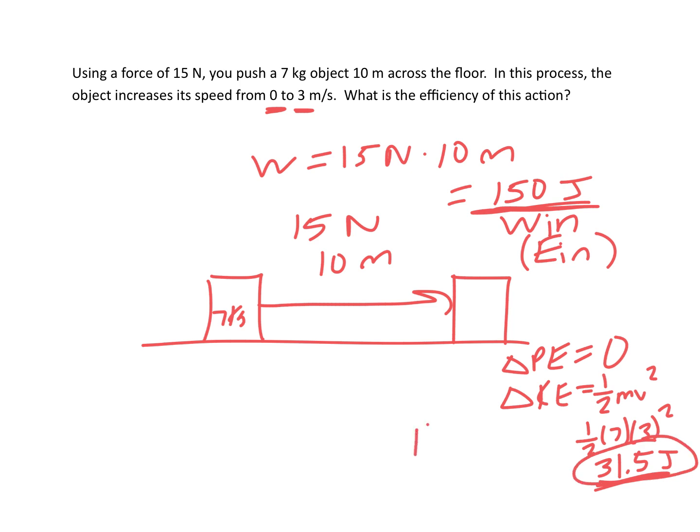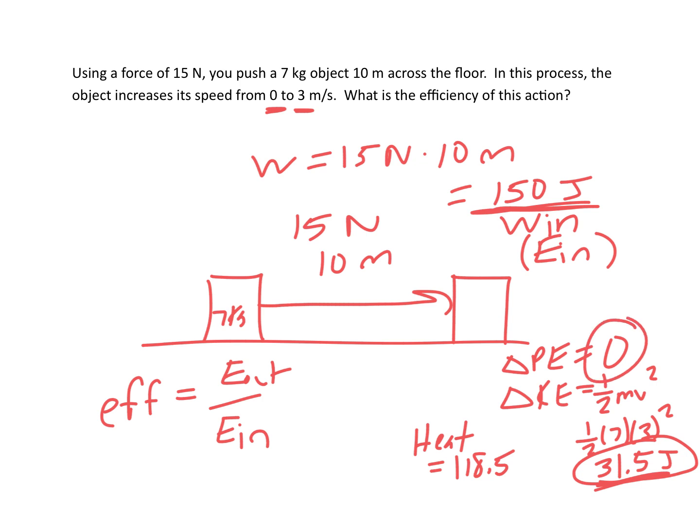And that is essentially the useful energy out. The rest of it is all wasted as heat. And so we don't actually consider that part of our energy out. We can figure it out: 150 minus 31.5, the amount wasted as heat is going to be 118.5. But in terms of calculating the efficiency, efficiency is energy out over energy in. And again, energy out is just what we call the useful energy, the potential plus the kinetic. And in this case, we're only looking at the kinetic. So we're getting, the box now has 31.5, but we put 150 in.